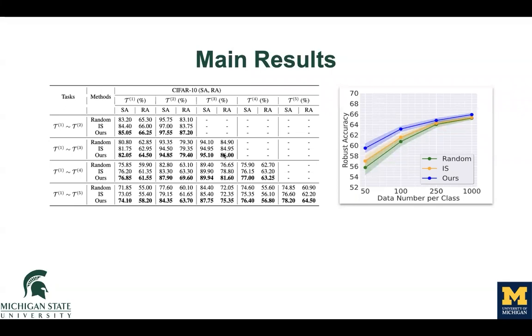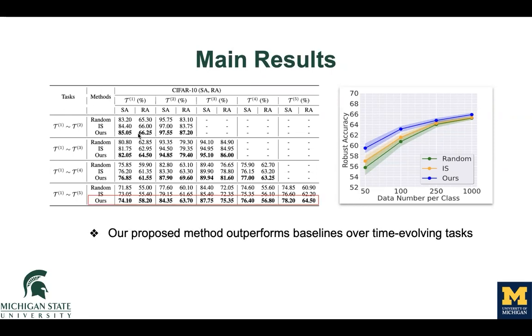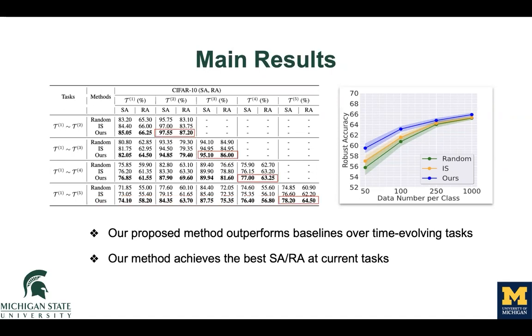Here are the main results. Let us see the left table first. Each row in this table represents the performance of the model at a different stage during class incremental learning. We report the accuracy on the different tasks separately. The first conclusion is that our proposed method outperforms the baselines over time-evolving tasks. The second conclusion is that our method achieves the best standard accuracy and robust accuracy at the current task, which is shown in the diagonal of this table.